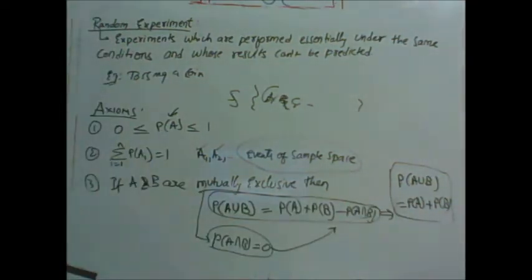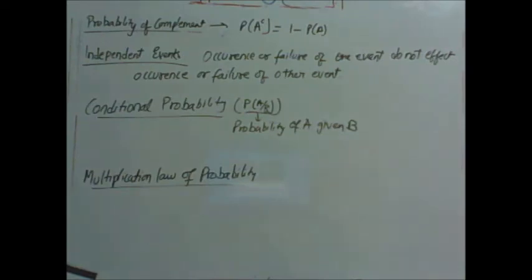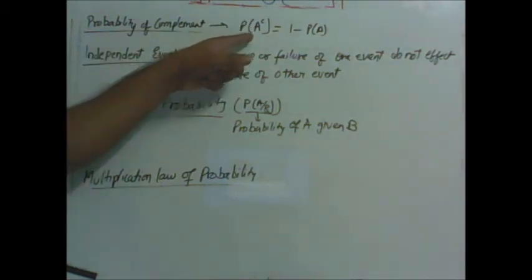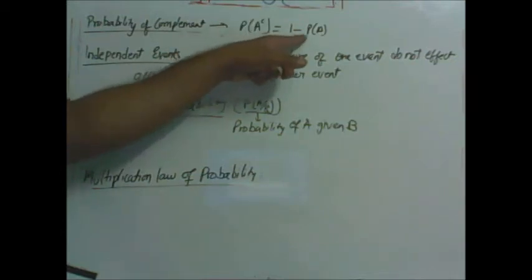So this is the three axioms of probabilities. Now coming to the complement concept: when the occurrence of an event we term as A, then not occurring of event A is called A complement. That means except A, if anything else happens, that is A complement. So the probability that A never occurs, A complement, is 1 minus P of A.